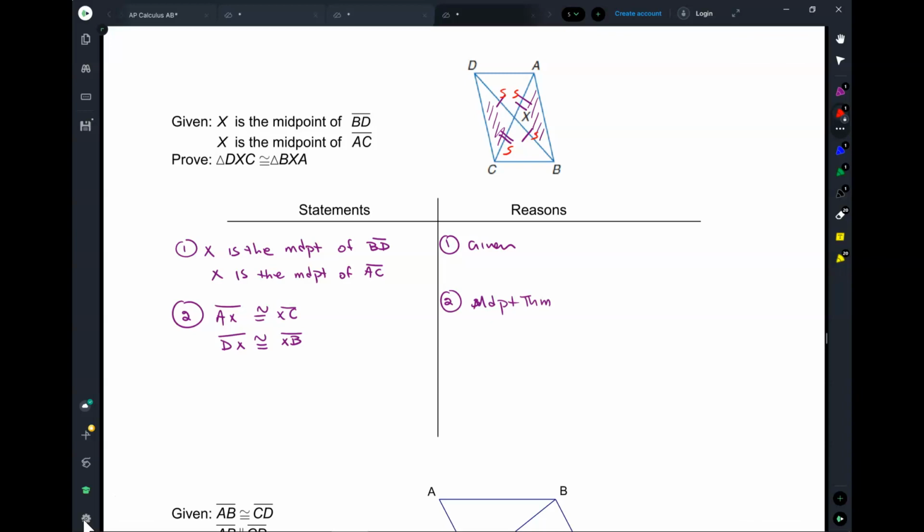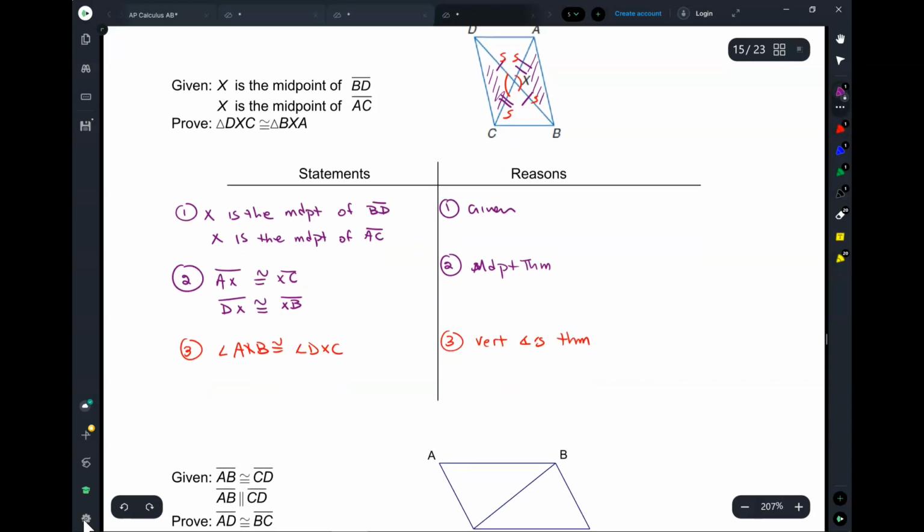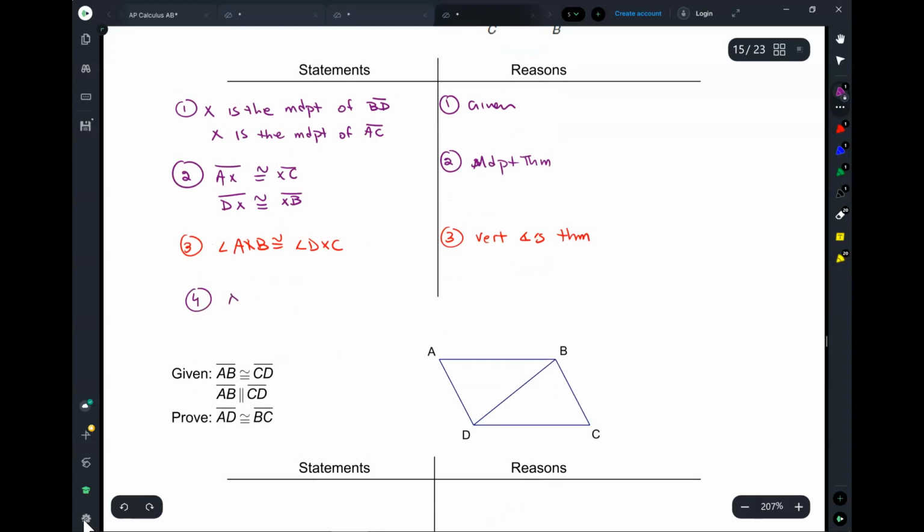Oh, look at you. Okay, so which angles are congruent? Angle AXB and angle DXC. Correct. What is this? Vertical angles theorem. Is that enough? You're sure? Yeah, it is enough. We got SAS. So triangle DXC is congruent to triangle BXA, SAS.